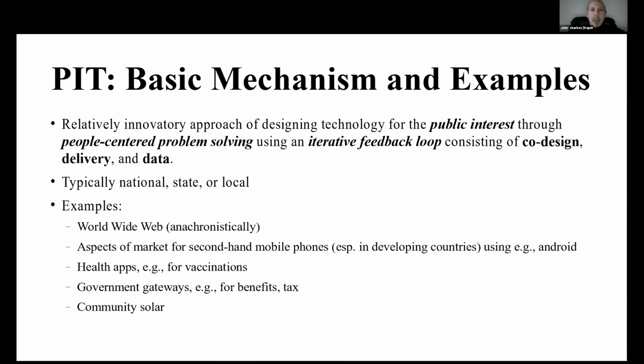We look at the basic mechanism of public interest technology. It's people-centered problem solving using an iterative feedback loop consisting of, amongst other things, delivery and data. Within the United States, it comes out of national, state, or local levels. It's seen in those levels of government. And some examples might be the World Wide Web, how secondhand mobile phones are used, especially using Android, health apps, especially for reaching out to communities in developing countries for vaccinations. Also, government gateways, where you get your taxes done, where you can apply for benefits. These are forms of public interest technology.